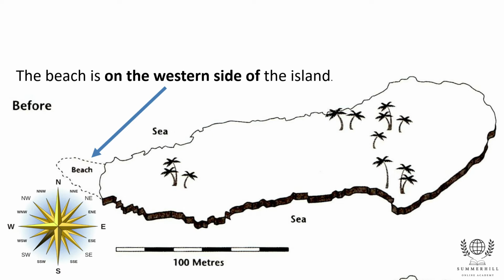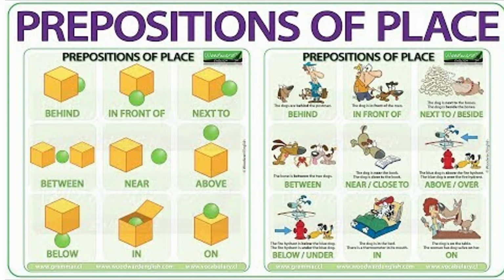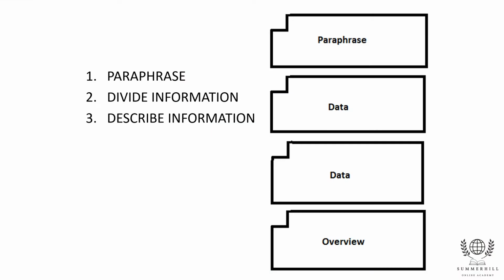So, beginning with the first map, it's also a good idea to review prepositions of place. These could be the simple prepositions of place that we know. So first of all, now that we've divided the information, we know what we're going to spend time on. We know that we're going to spend the first body paragraph talking about the first map and the other map.